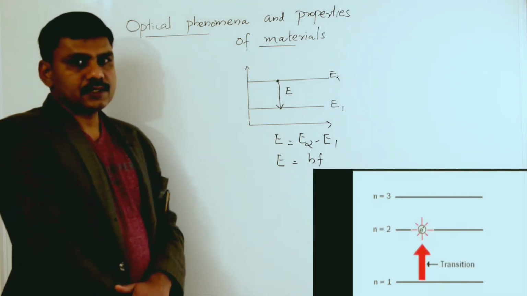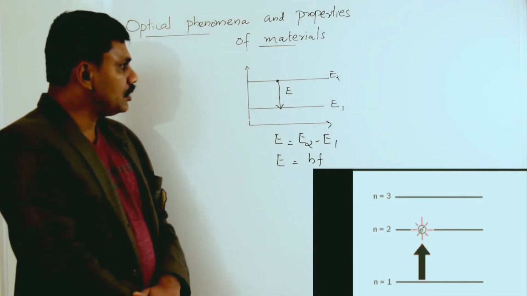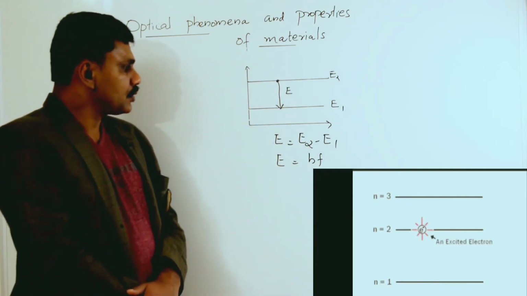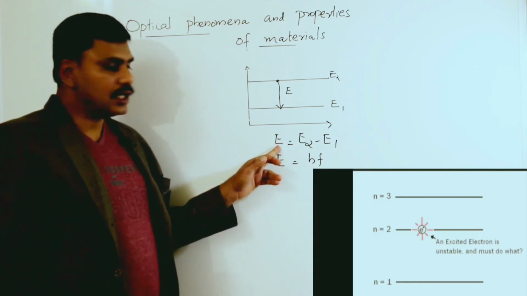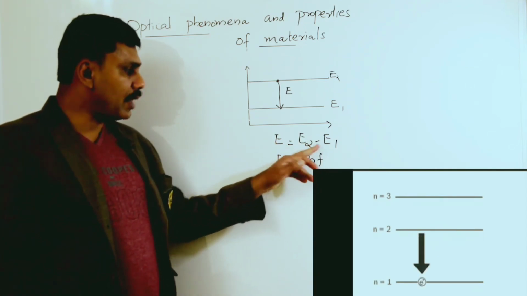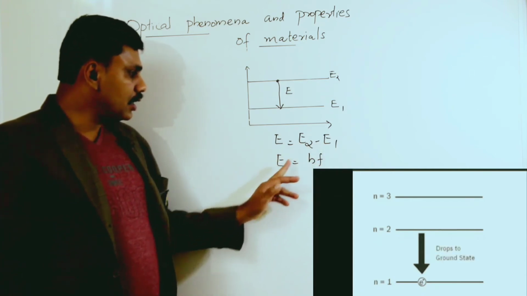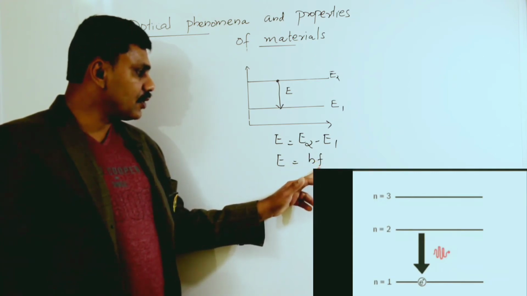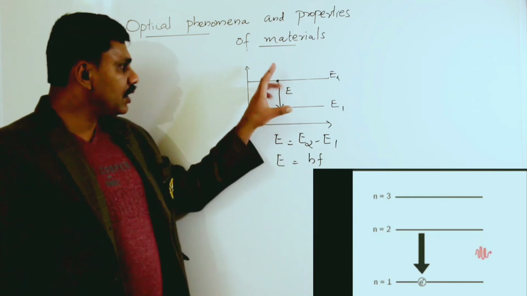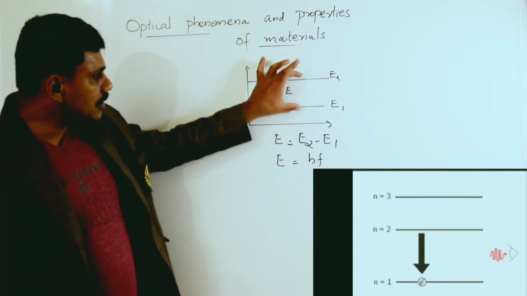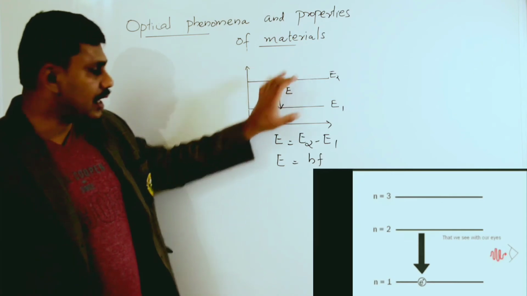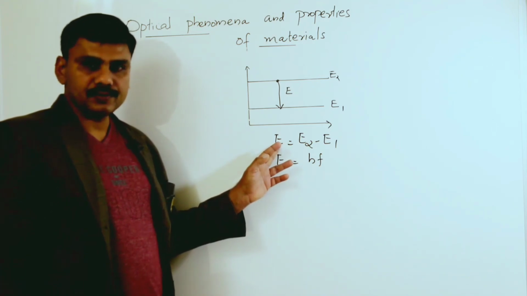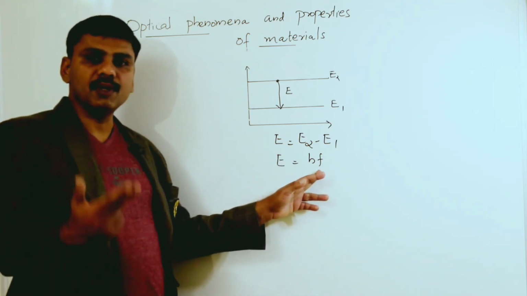Here an electron makes a transition from E2 to E1. It is a de-excitation of an electron. So it is releasing an energy E equal to the difference in the energy levels, E2 minus E1, and E is equal to hf. h is the Planck's constant and f is the frequency of light emitted. So if the difference in the energy level is more, that means if E2 minus E1 is more, E will be more, and the frequency of emitted light will be more.